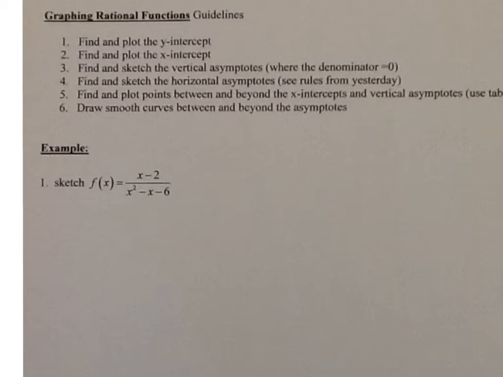All right, so the first thing you're going to do, follow these guidelines. First thing you're going to do is find and plot the y-intercept. Find and plot the x-intercept. So remember, the y-intercept is when x is equal to 0, and the x-intercept is when y is equal to 0. Find and sketch the vertical asymptotes. That's when the denominator is equal to 0.